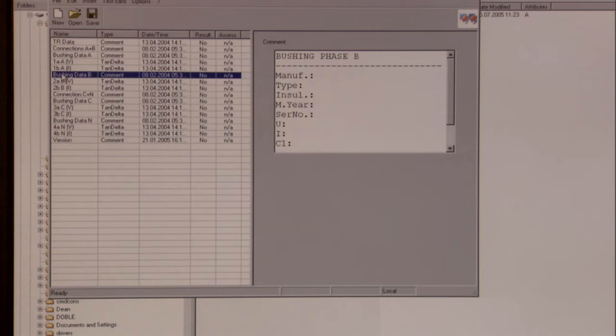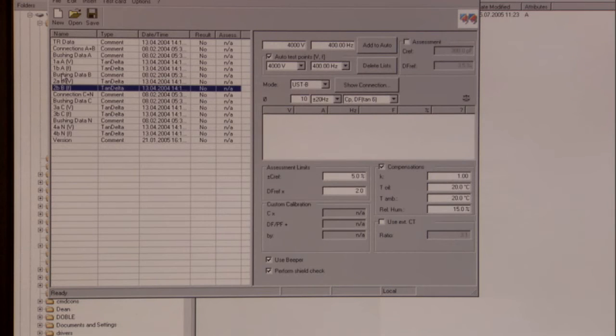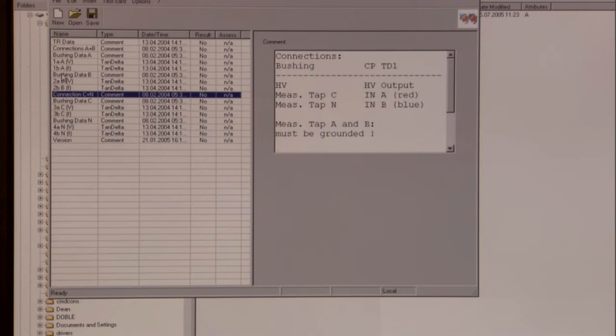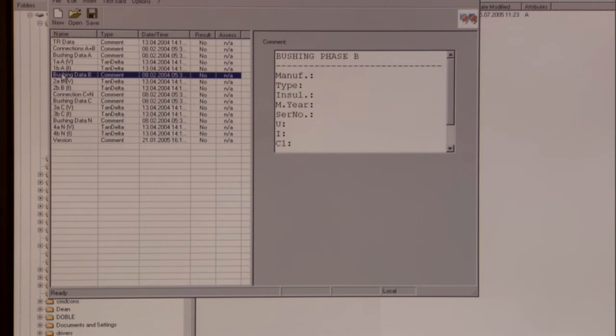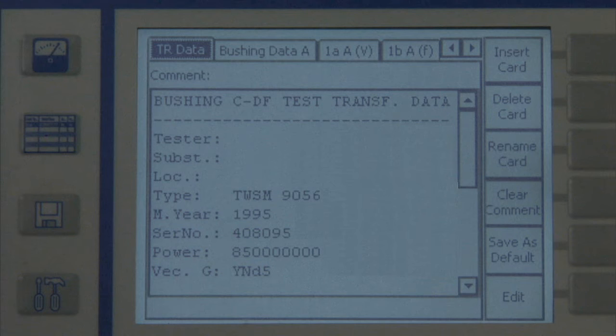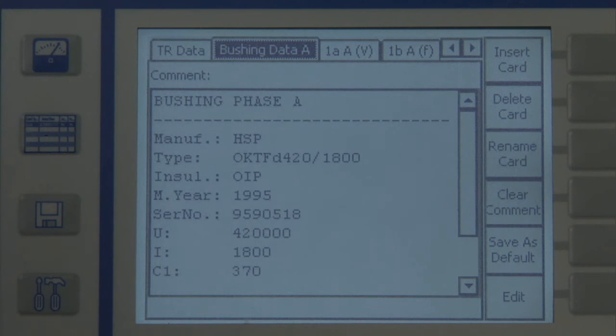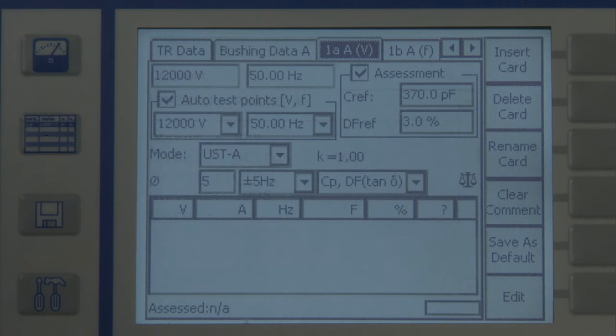In a similar manner, we set up the measurements for the other three bushings and save the test template. Now we open the test template in the CPC. The template contains the transformer data followed by the data for the A phase bushing. The first card includes the relevant information about the transformer type and its manufacturer.